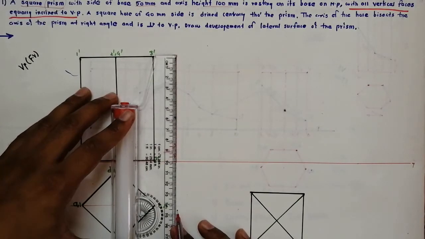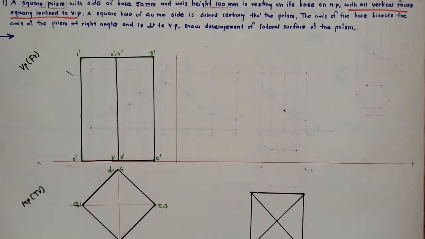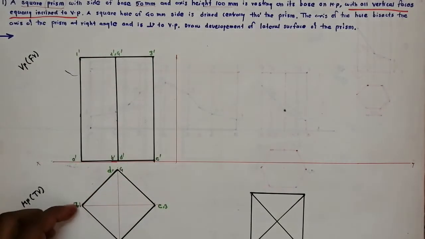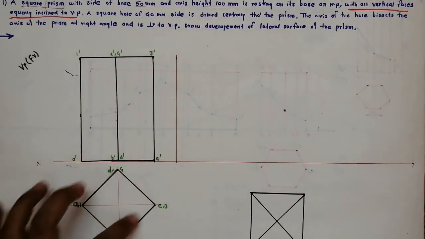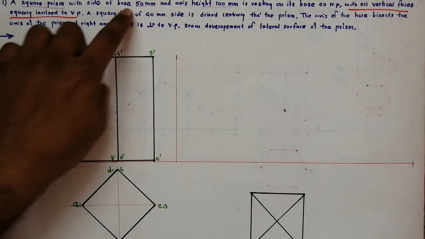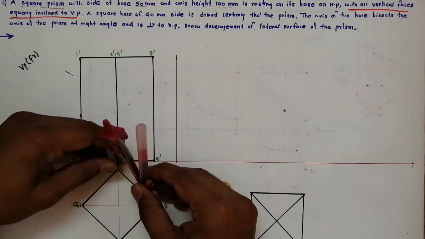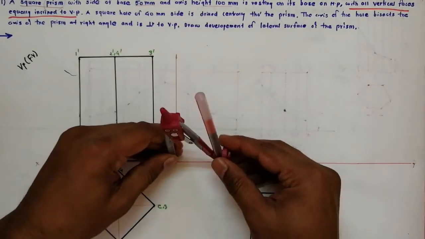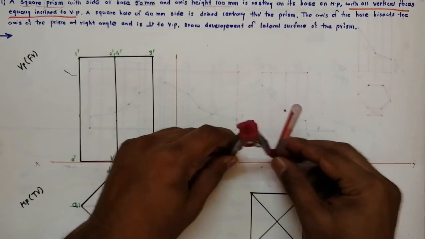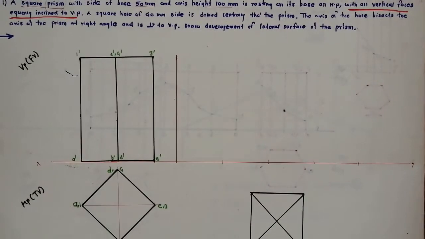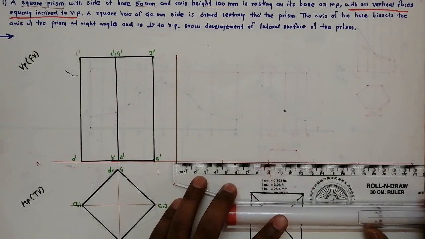Okay, so this is also 10. Now after constructing this, what is the length of the development? We know that the length of the development is equal to the number of sides multiplied by the length of the side. Here we have a square prism, so we have 4 sides and each side is 50. So 50 into 4. Take the 50 mm distance in the compass. Now it has 4 sides. So this is 1, this is 2, 3 and 4. So this is the length of that development. Okay, so it comes up to here.